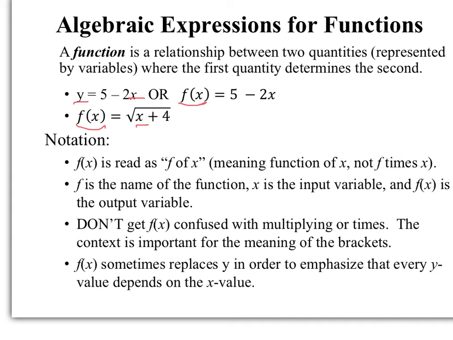So as I've been saying, f(x) is read "f of x", and it's a function of x. It definitely doesn't mean times, so you've got to be careful with the different meanings there. You've got to associate it in context. So when I have f(x), that means f is a function of x. That's the variable it's a function of. f is the name of the function, x is the input variable, and f of x is the output variable.